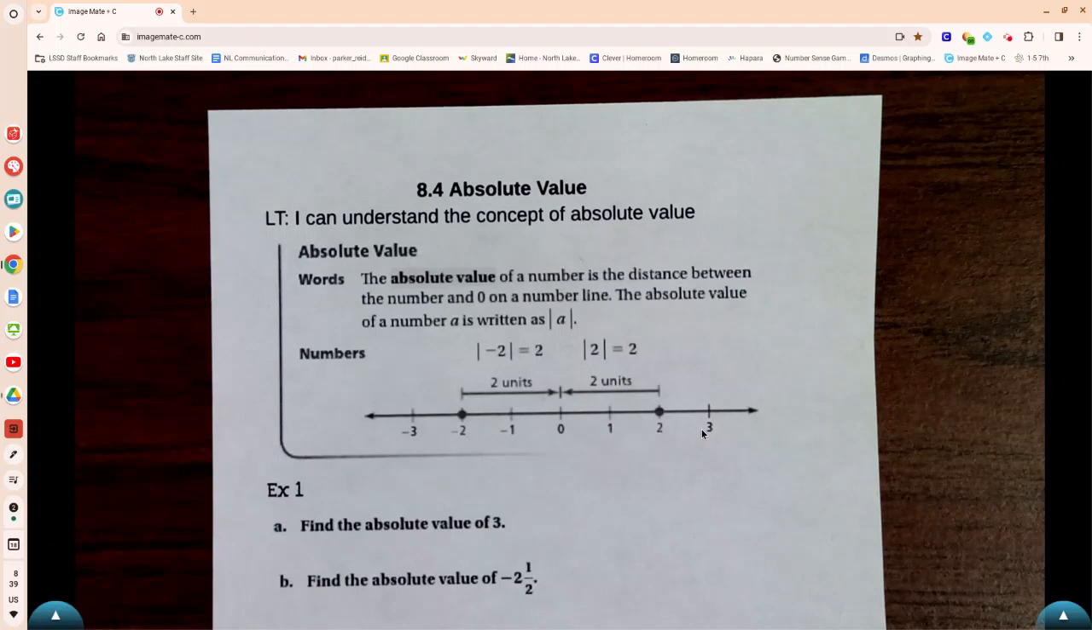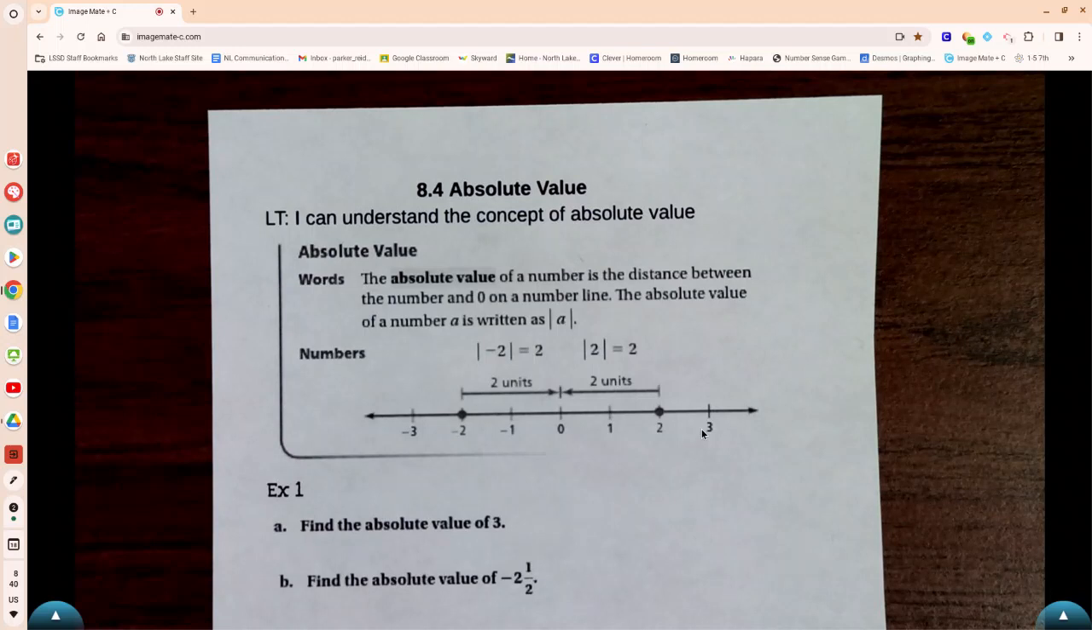8.4, and it's about something called absolute value. Could I have a volunteer read the learning target where it says LT for learning targets? Sash? I can understand the concept of absolute value. Thank you. So absolute value is the distance between a number and 0 on the number line.